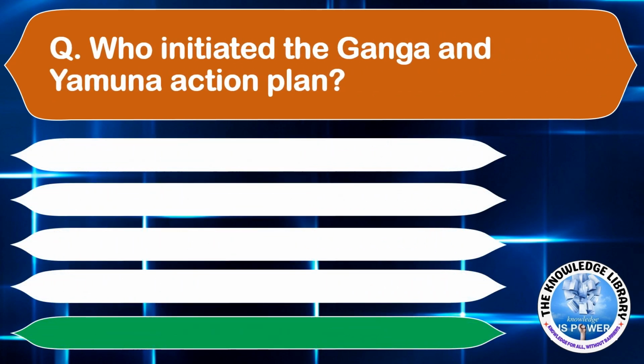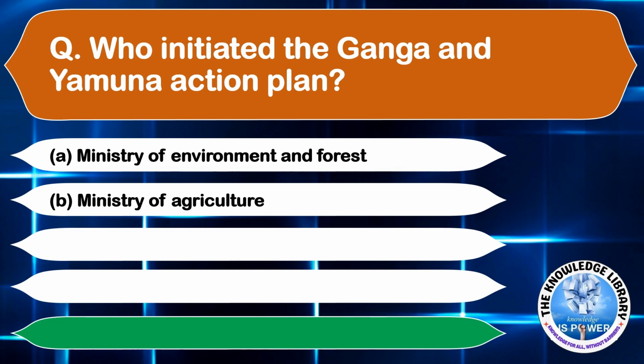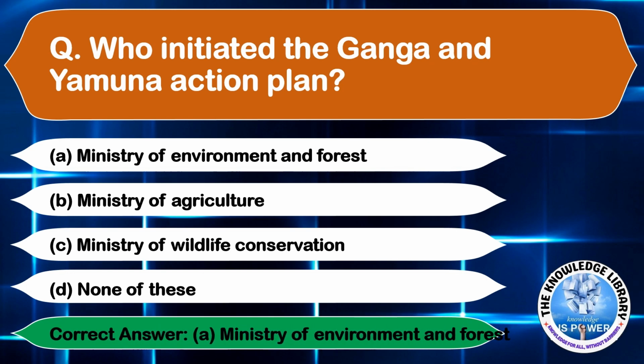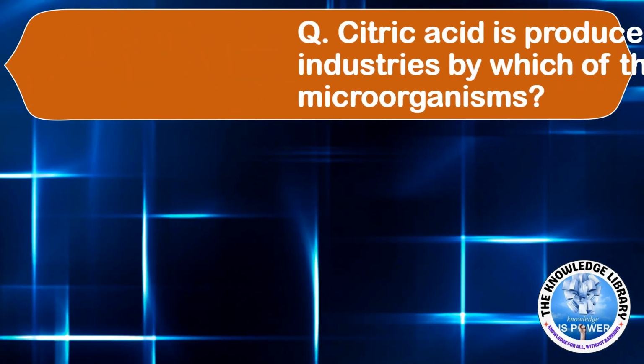Who initiated the Ganga and Yamuna action plan? Option A, Ministry of Environment and Forest. Option B, Ministry of Agriculture. Option C, Ministry of Wildlife Conservation. And option D, none of these. The correct answer is option A, Ministry of Environment and Forest. Moving on to the next question.